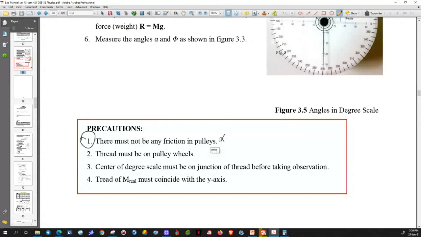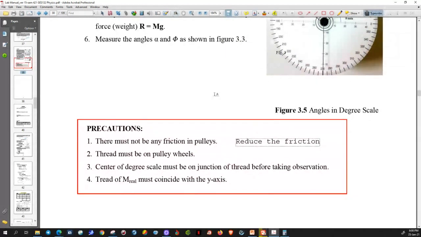This one is wrong. Why? Is it possible to remove friction? Shabab, can you answer me now? Especially from mechanical, you should know this. Is it possible to remove the friction of any system? No. It's impossible. So to write this statement is actually a mistake. How should you write this one correctly? As a precaution, reduce the friction. You cannot make it 0, you can reduce it.